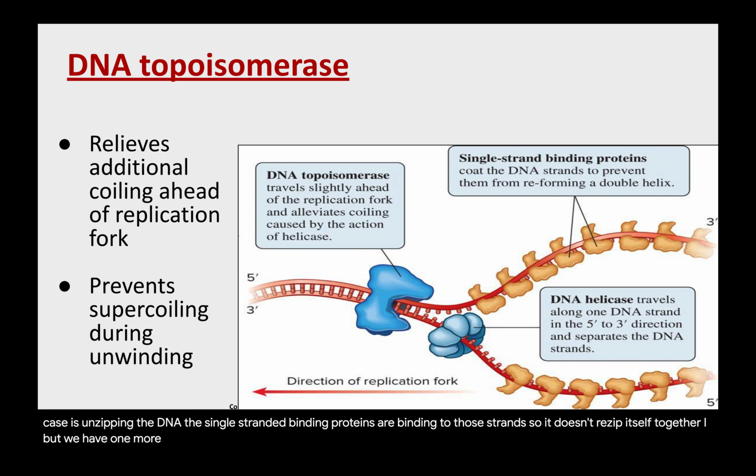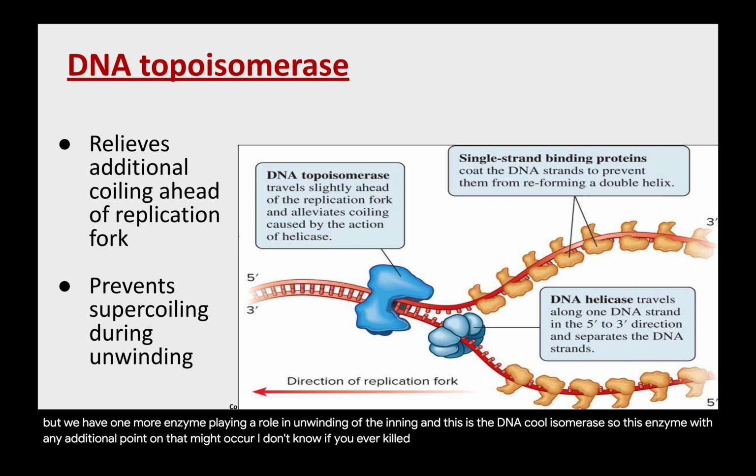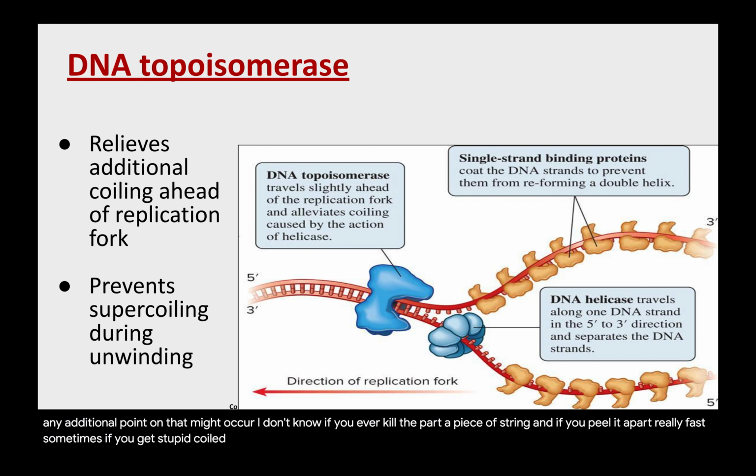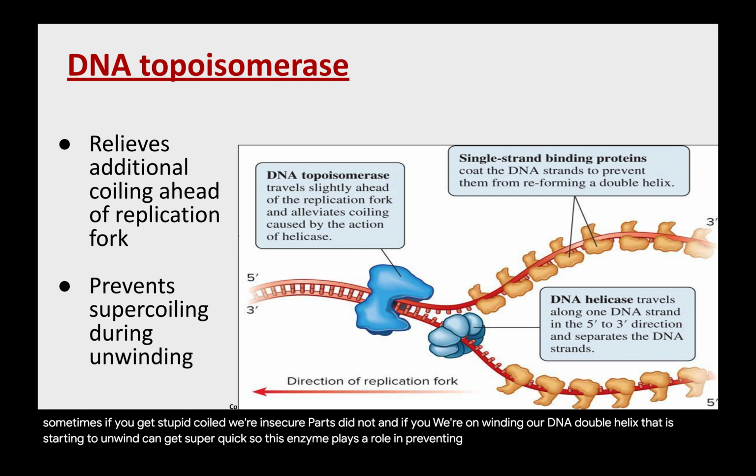All right, but we have one more enzyme playing a role in unwinding our DNA, and this is the DNA topoisomerase. This enzyme relieves any additional coiling that might occur. I don't know if you've ever peeled apart a piece of string. If you peel it apart really fast, sometimes it can get super coiled, knotted, and messy. The same thing can happen here. If we're unwinding our DNA, our double helix that is starting to unwind can get super coiled. So this enzyme plays a role in preventing that supercoiling.